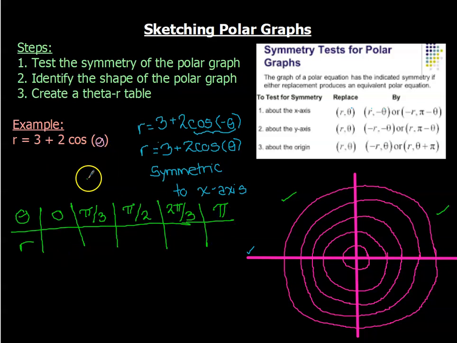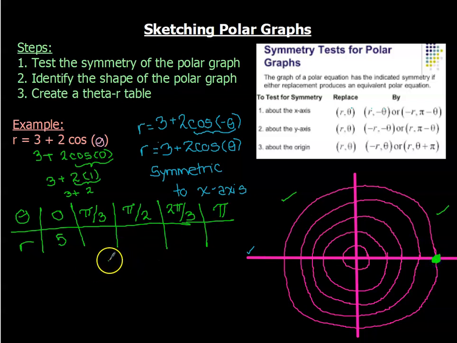So just like the x and y table, you're going to replace the theta with the value and go from there. So 3 plus 2 cosine of 0. Unit circle time. Cosine of 0 is 1. And then don't forget PEMDAS. Multiply: 2 times 1 is 2, and then 3 plus 2 is 5. That means at the angle 0, I'm going to make a point on the fifth circle. 1, 2, 3, 4, 5.